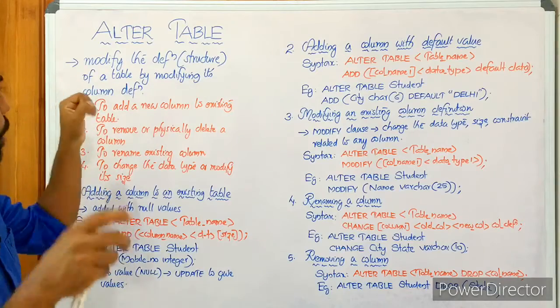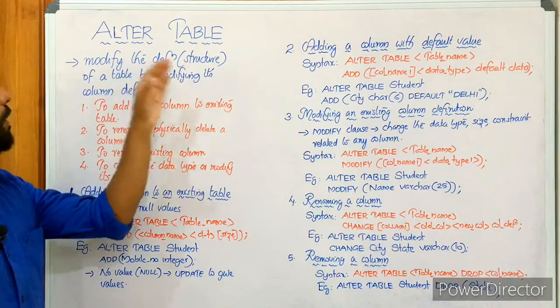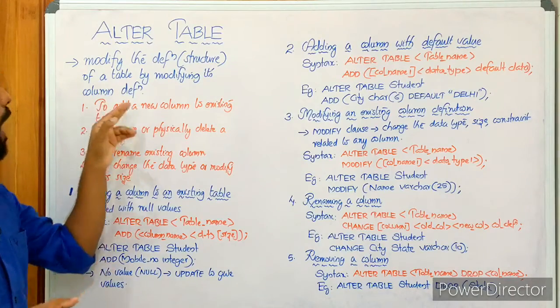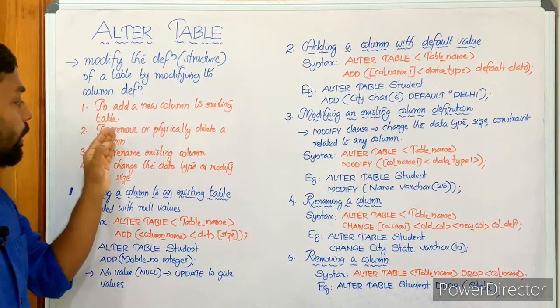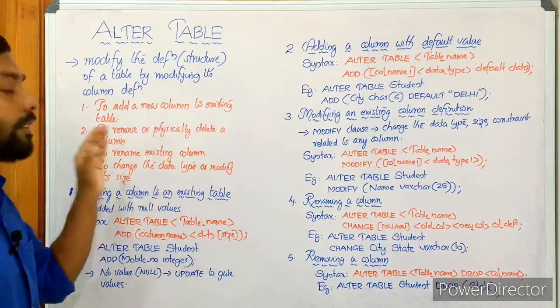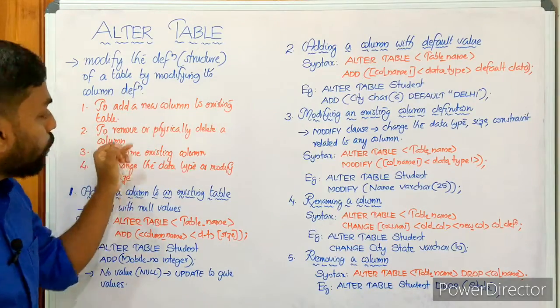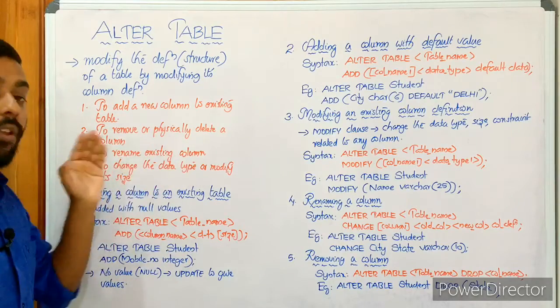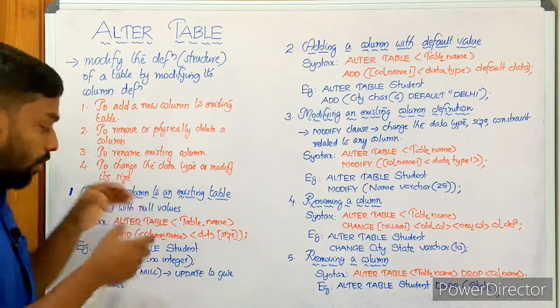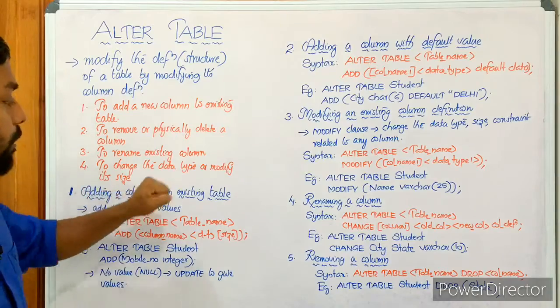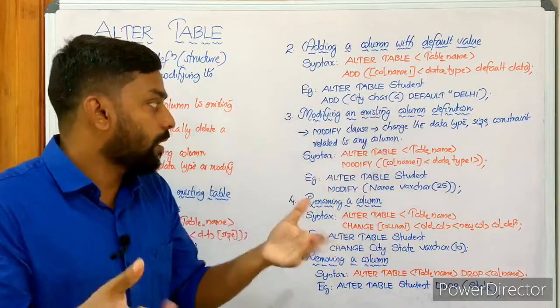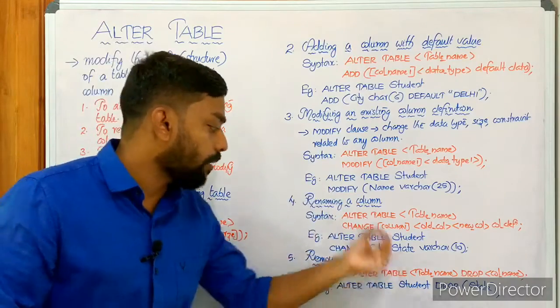The points: it's used to modify the definition or structure of a table by modifying the columns definition, and it can be used to add a new column to an existing table. It can be used to remove or physically delete a column, to rename an existing column, and finally to change the data type or modify the size. In addition, we are looking at adding a column to an existing table, adding a column with a default value, modifying an existing column's definition, then renaming a column as well as removing a column.